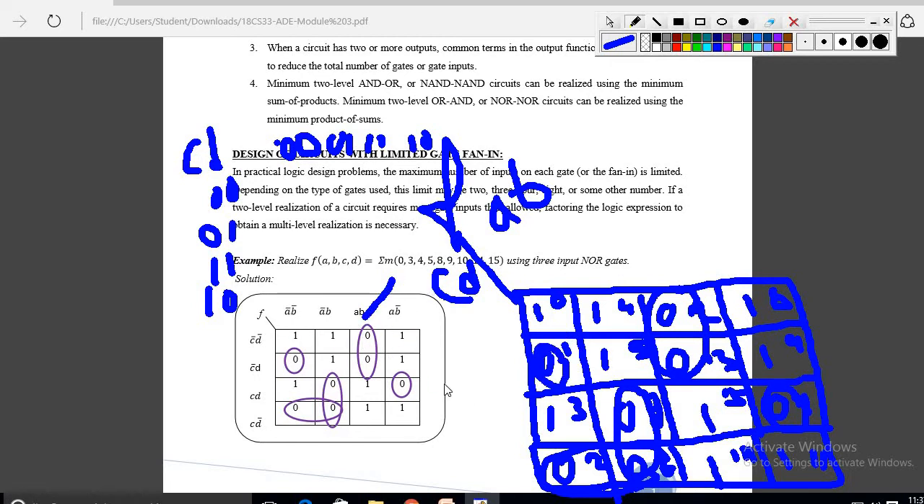So now once you group this, we have to write the corresponding expressions for that. So first you have to write the expression for this grouping. So what is the expression? Here AB is there. So here D and D bar will go, no?